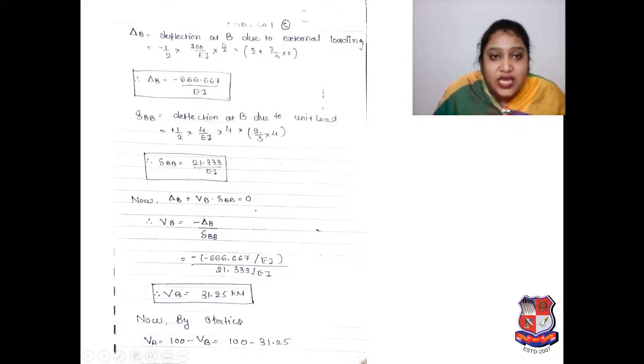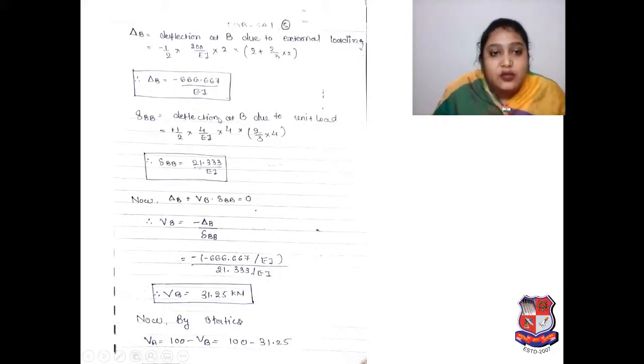So we can say the area of the M upon EI diagram and the CG distance. Your distance is 2 plus 2/3 into 2, and as per that you will find delta B. You just have to simplify all the terms here, multiplications, then addition and multiplication. And the minus sign is because our diagram was in downward direction, that's why the minus sign here.